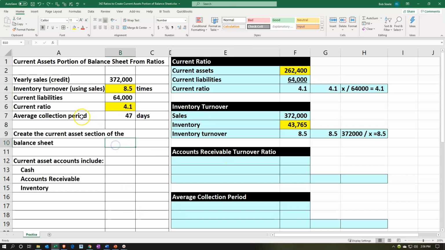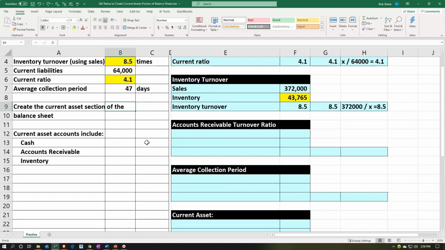Now, the next thing they gave us was the average collection period, 47 days. So the average collection period is how many days it takes us to collect. We're talking about accounts receivable. There's a couple different ways we've seen to calculate that. One way is a comparison between the accounts receivable turnover and the average collection period. So we can use the accounts receivable turnover and the average collection period to calculate that.